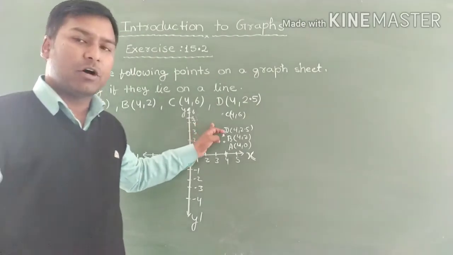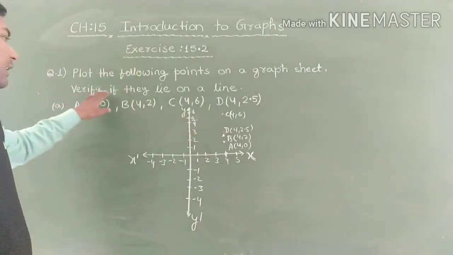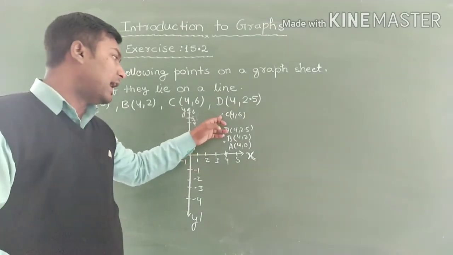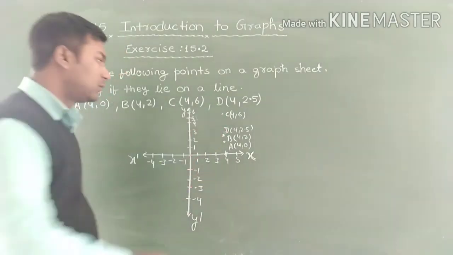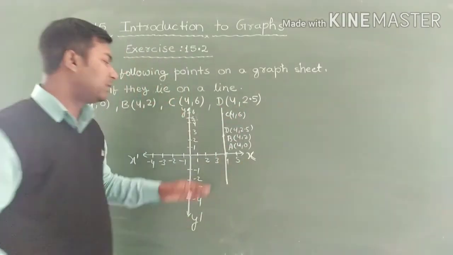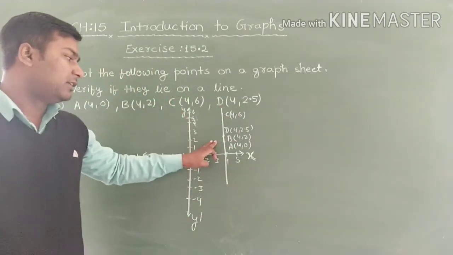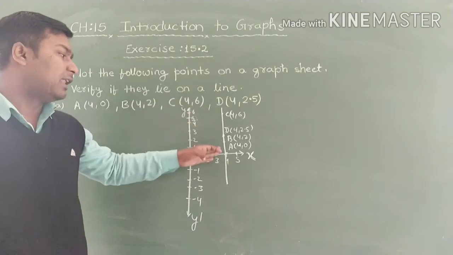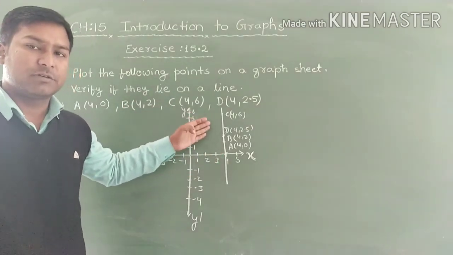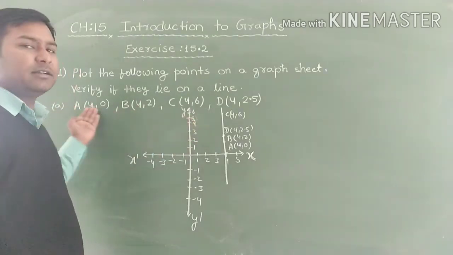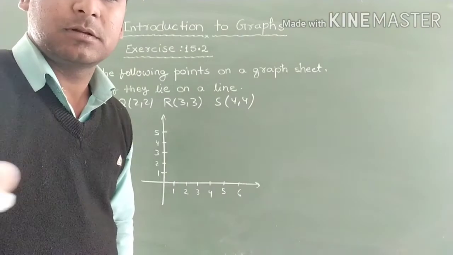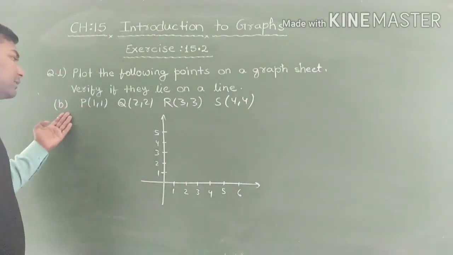Now, what we have to also verify? Verify if they lie on the line. Okay. So draw a line in between these points. So we can say these points A, B, C, D lie on the same line. Okay. So this was the explanation of part A. Now next, part B. Now the question of part B.